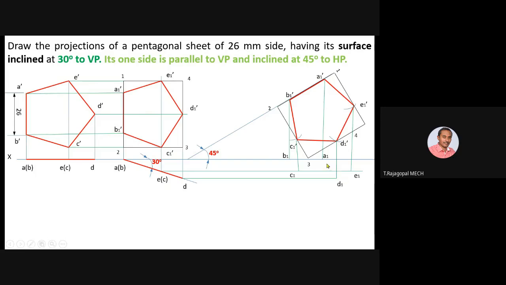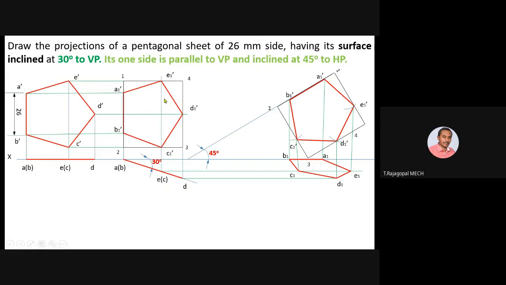Okay. Now join A1 B1, B1 C1, C1 D1, D1 E1, E1 A1. This is our final answer of this surface. Okay. A1 B1, B1 C1, C1 D1, D1 E1, E1 A1 is joined. This is the final answer of our surface.